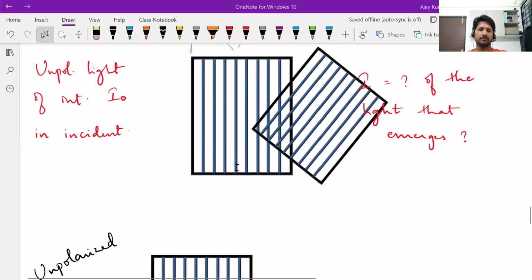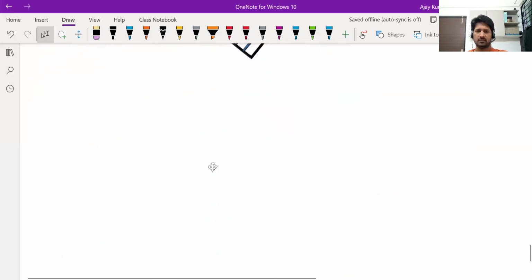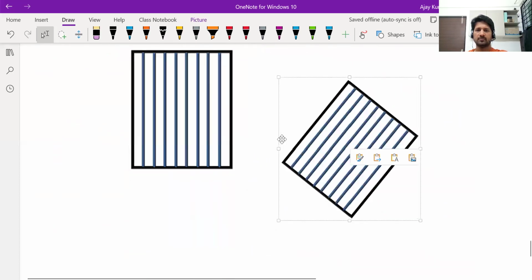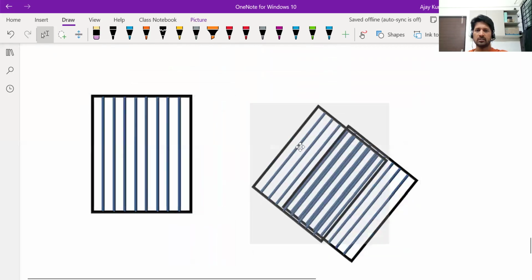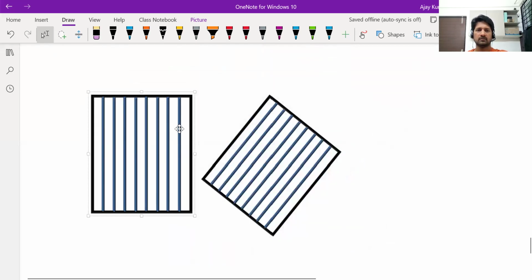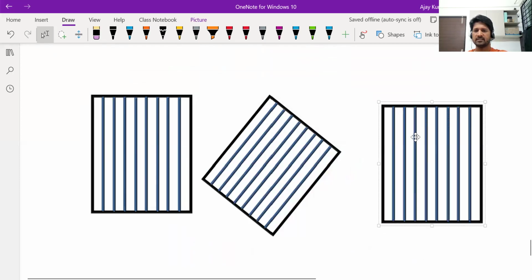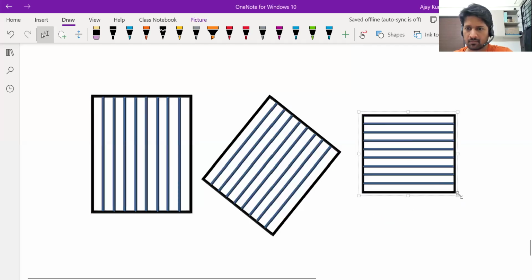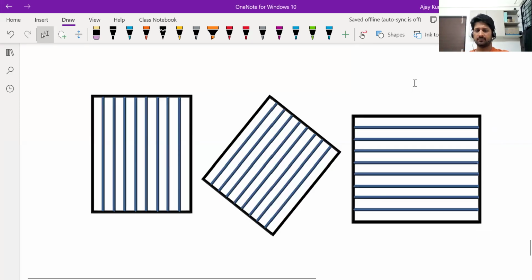Suppose we have 3 polaroids this time. Think carefully and answer. I'll give you time. Let's say this is one. Another one is this, whose pass axis makes 45 degrees with the y-axis. So one polaroid's pass axis is the y-axis itself. Another polaroid's pass axis makes 45 degrees with the y-axis. And a third one, let's say its pass axis is parallel to the x-axis. Okay, there are 3 polaroids like this. And assume unpolarized light is incident.